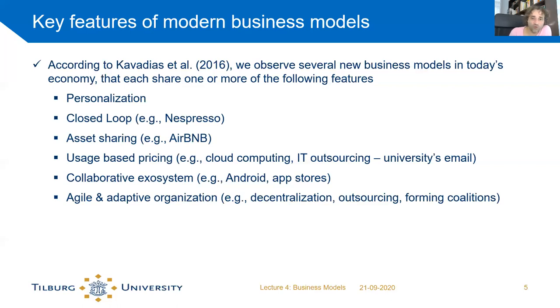The fourth one is usage-based pricing. So that means that you bill people for the amount that they use something. For us, it's not that interesting, but for example, our university student email is outsourced to Google. So actually your university account is a Gmail address, sort of. And the university just pays Google based on the number of students enrolled.